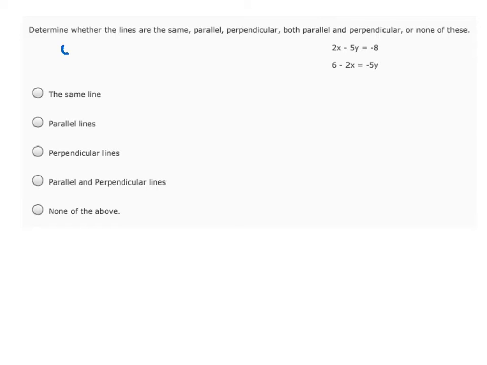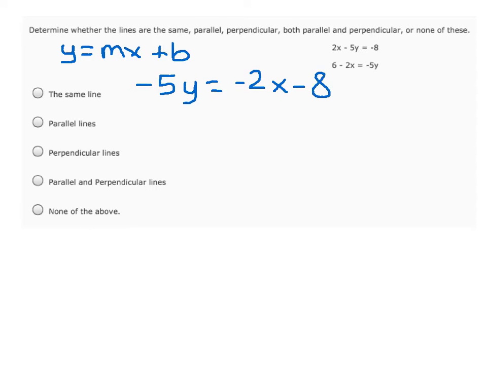As a reminder, slope-intercept form is y equals mx plus b. So with our first equation, we have 2x minus 5y equals negative 8. We want y by itself on the left side, so let's begin by subtracting 2x from each side. So we're left with negative 5y equals negative 2x minus 8. Now to get y by itself, since we're multiplying by a negative 5, we want to divide each side by negative 5.